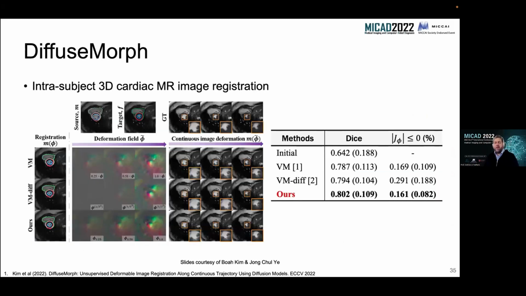Most interesting here, I presented the results on their 3D cardiac MR image registration in intra-subject, where they basically try to correct for the motion in the heart. They compare it with other methods as well, and they show considerable performance improvements, which has several applications, particularly in estimating cardiac deformations, wall thickness, and so on.